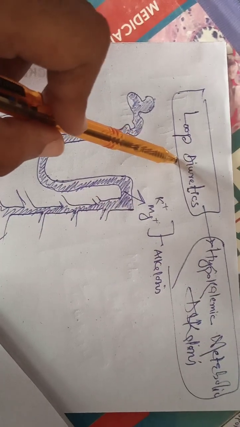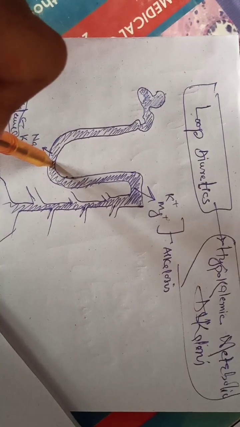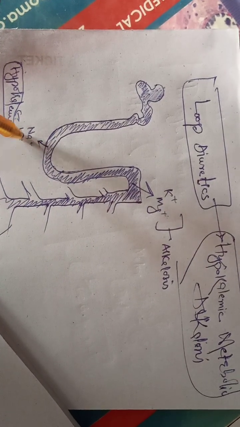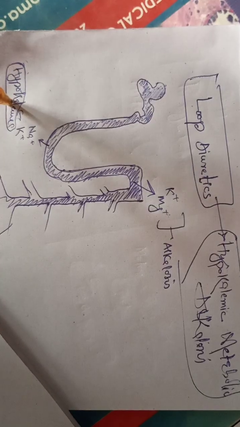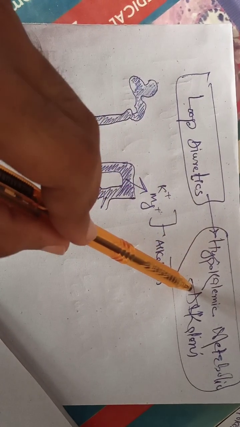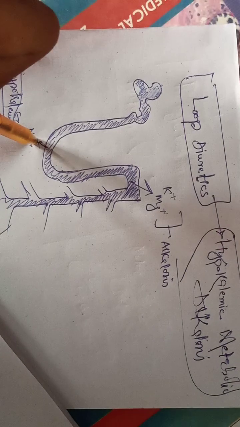So loop diuretics act here on the loop of Henle. Furosemide is there. Sodium and potassium are absorbed. When there is failure, it results in hypokalemia. Same alkalosis. Hypokalemic or metabolic alkalosis is developed because of loop diuretics.